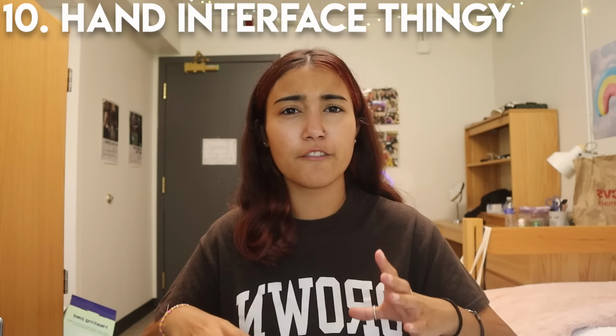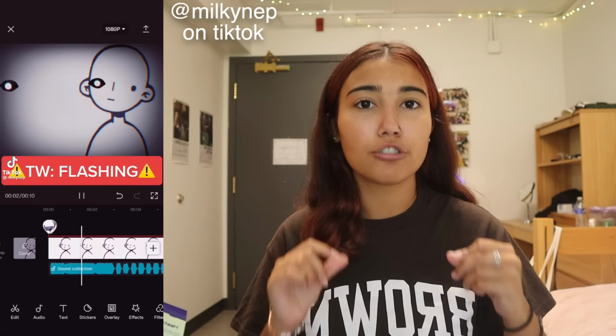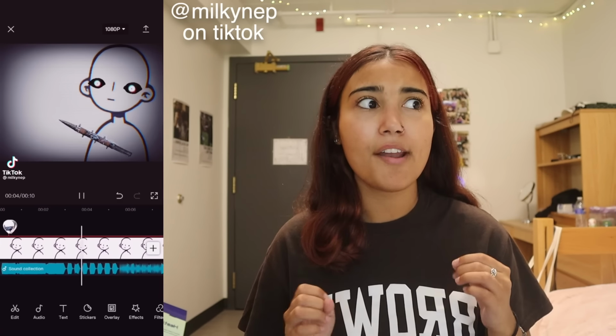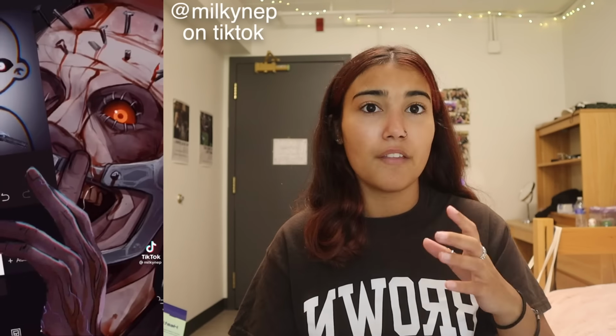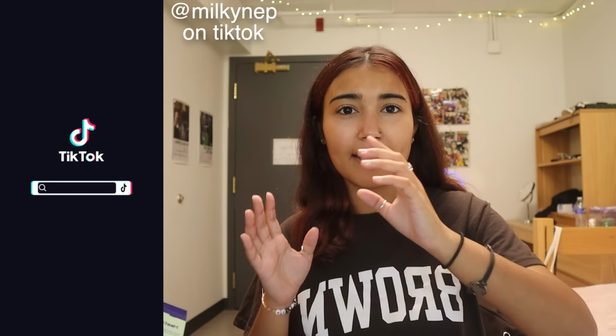Now moving into the top 10, we have the Alight Motion interface, hand pushed to the side thing. This one is so cool. I remember the first time I saw it, I was amazed that someone could even come up with something like that. The animation of the hand and the head also moving looks so insane.